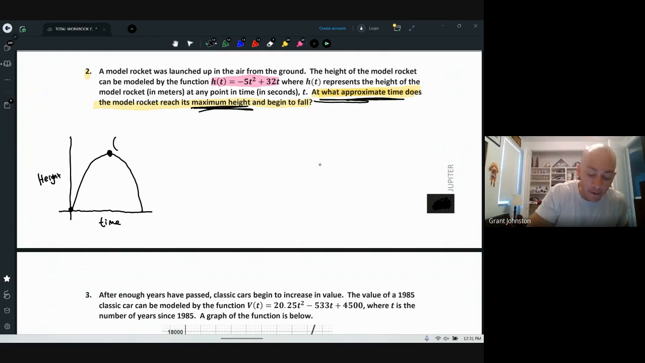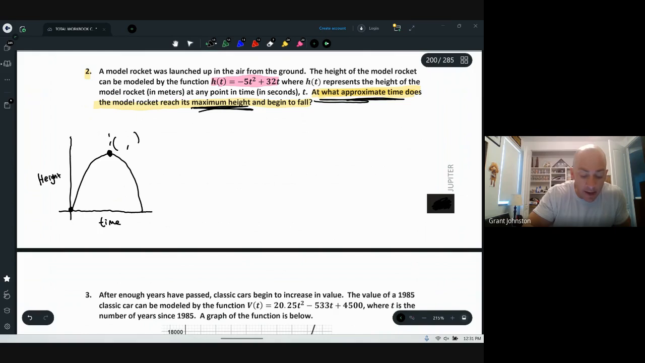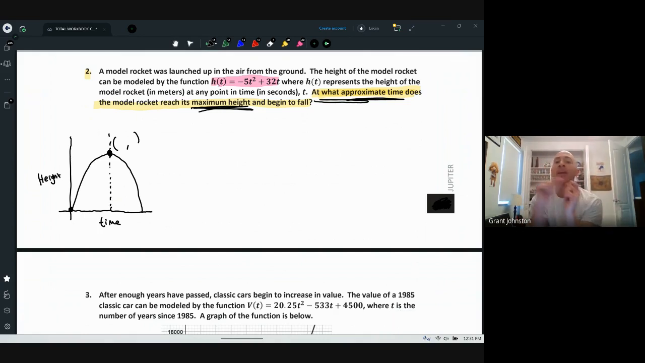We're trying to figure out at what time it reaches this maximum height. We're not trying to find the vertex per se. We're not trying to find the y value of the vertex, that height. We're just interested in the x value, the time, or in other words, the axis of symmetry. So we only have to do the axis of symmetry formula, negative b over 2a. So negative 32 over 2 times a.